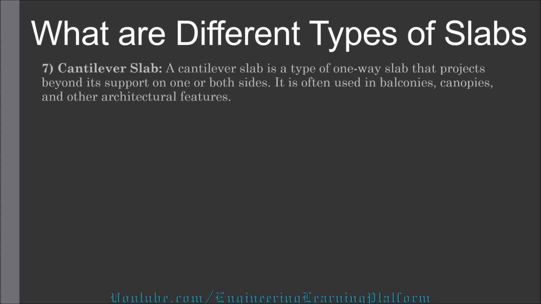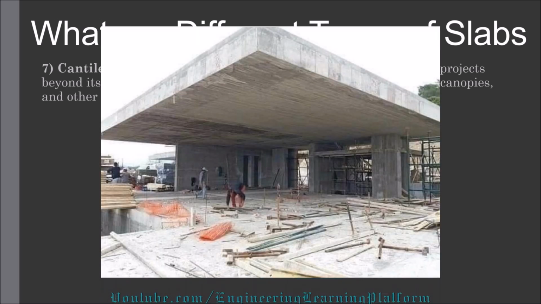Cantilever slab. A cantilever slab is a type of one-way slab that projects beyond its support on one or both sides. It is often used in balconies, canopies, and other architectural features. This is a typical cantilever slab, but it is important to note that a cantilever slab is a type of one-way slab, as it transfers the load in one direction, that is, to its support.